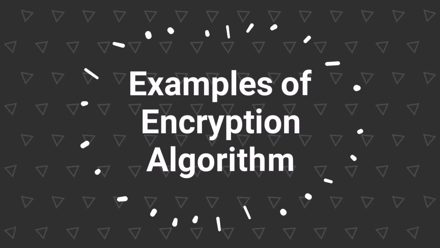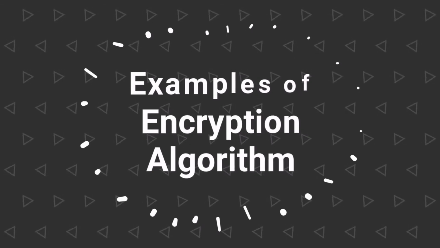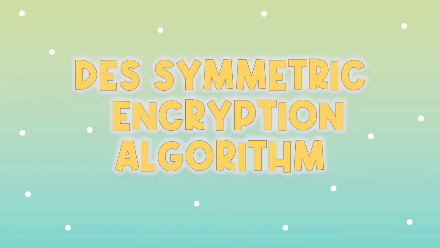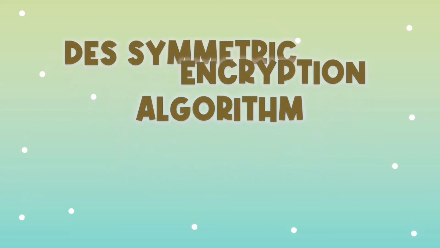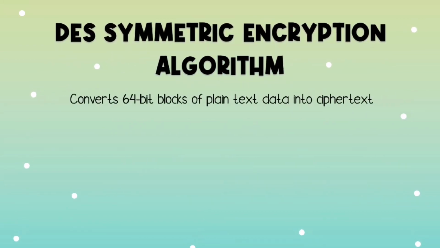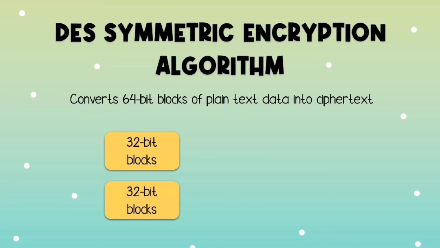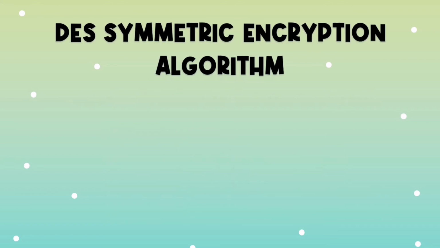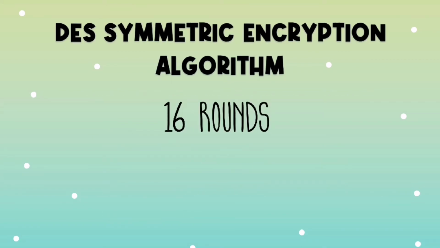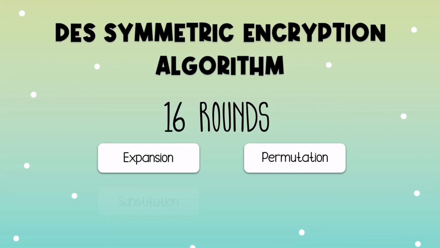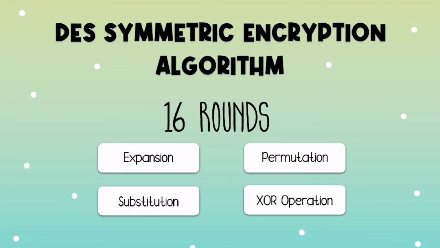We have here examples of encryption algorithms. First is the DES symmetric encryption algorithm. DES converts 64-bit blocks of plaintext data into ciphertext by dividing the block into two separate 32-bit blocks and applying the encryption process to each independently, which involves 16 rounds of various processes, such as expansion, permutation, substitution, or an XOR operation with a round key that the data will go through as it's encrypted.